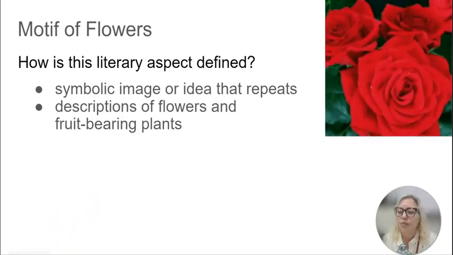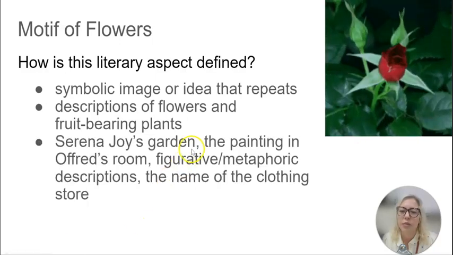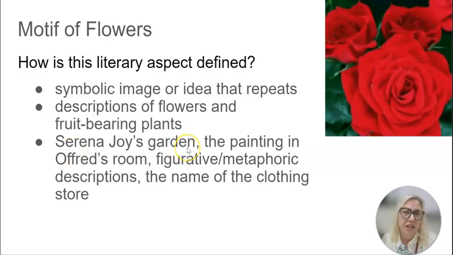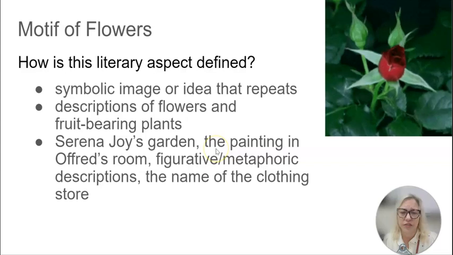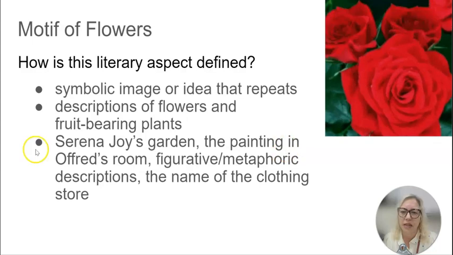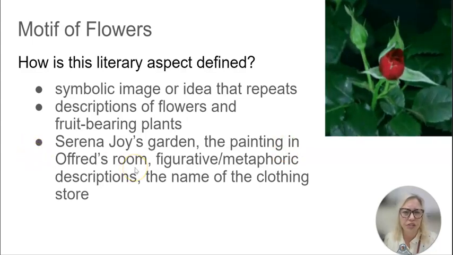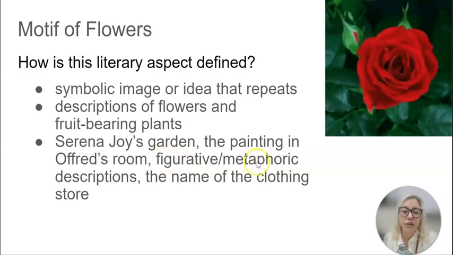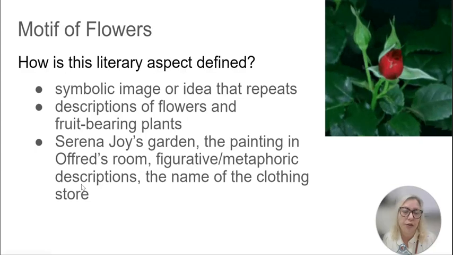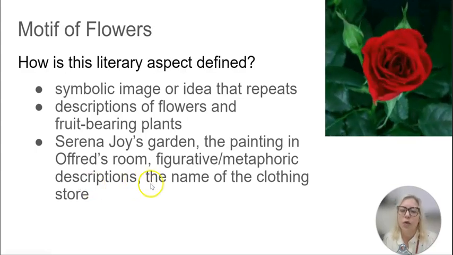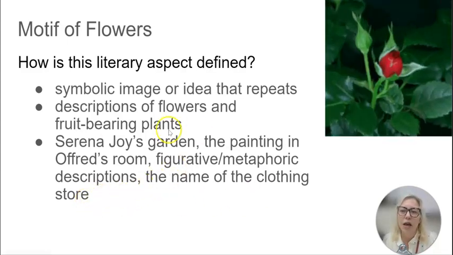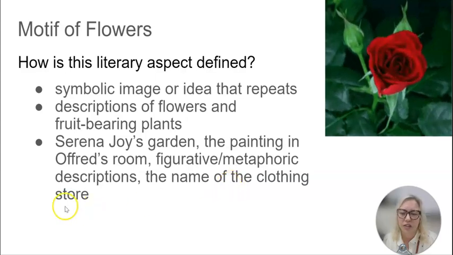All right. Sometimes this will be the literal, the obvious, like Serena Joy's garden, the tulips, the daffodils that we hear about in the first 7 chapters. Sometimes it's a little bit less obvious, like the painting in Offred's room, which is of flowers. Or the figurative metaphoric descriptions where maybe people are compared to flowers or plants, or the name of the clothing store, Lilies of the Valley. So these are all possibilities. These are the kinds of things we're looking for.